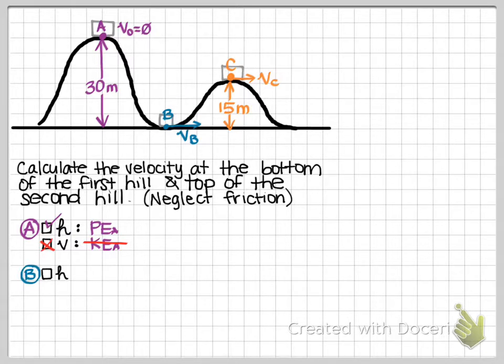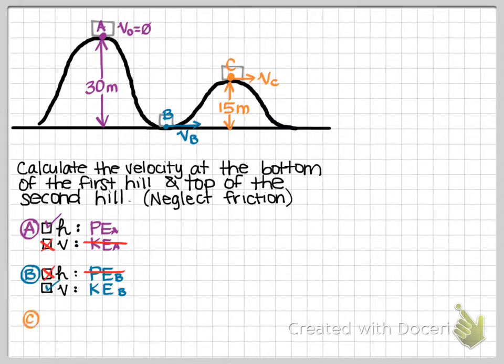Do you have height? Because if we do, we would have potential energy at point B. And do you have velocity? Because if we do, we would have kinetic energy at point B. So, no height here. You're on the ground. So no height is no potential energy at point B. But you are moving. You do have velocity, so therefore, yes, we have kinetic energy at B.